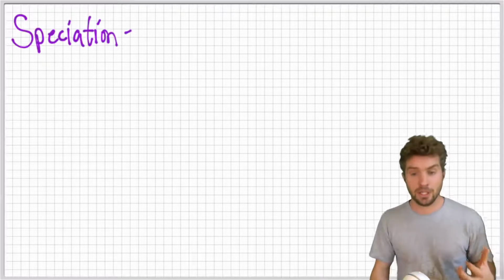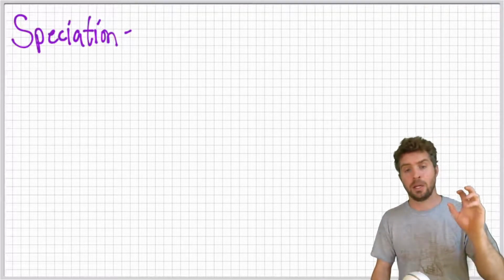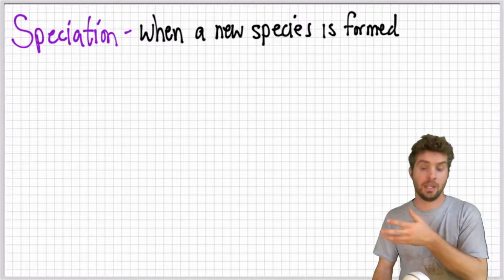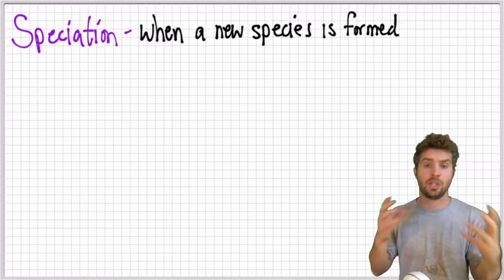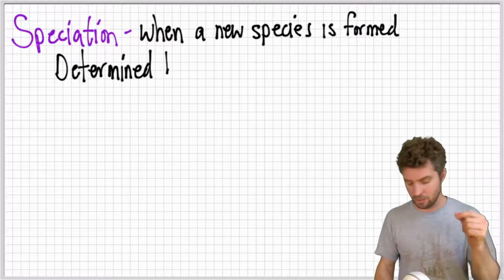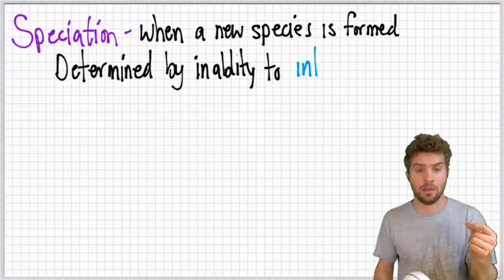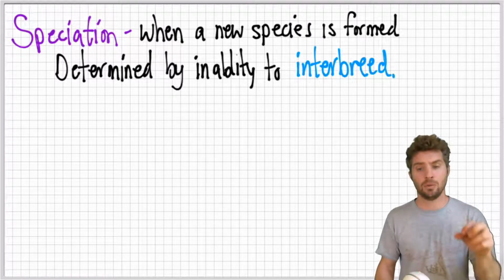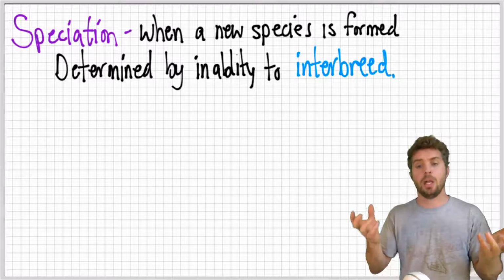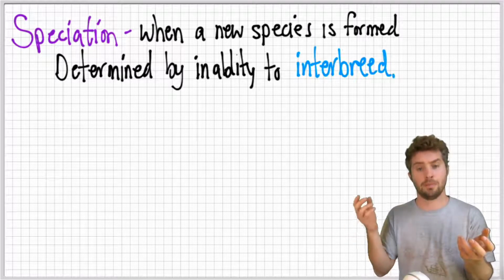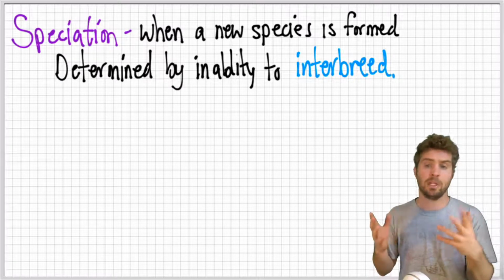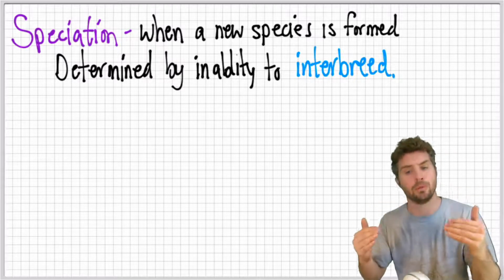Now, speciation is when there is a change in a species. So many variations and changes happen over time that a new species is formed. This is defined by the inability of organisms to interbreed. So if one organism turns into another, and that new organism tried to breed with the old one, they either would not be able to breed at all, they wouldn't be able to have any offspring, or that offspring would not be able to reproduce itself.